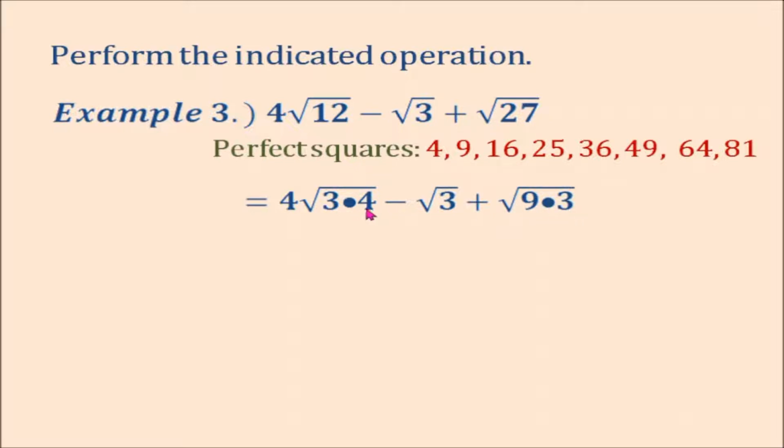Now square root of 4 is 2, so we have a 4 outside, so 2 times 4 is 8. So we have 8 square root of 3. We will just copy down this minus square root of 3. Square root of 9 is 3, so it goes out. Then this 3 here is not a perfect square, so it stays inside the square root sign. So we have the same radicands now, square root of 3, square root of 3, square root of 3.